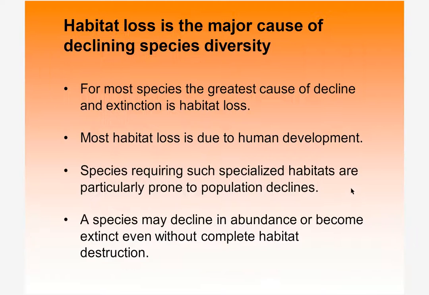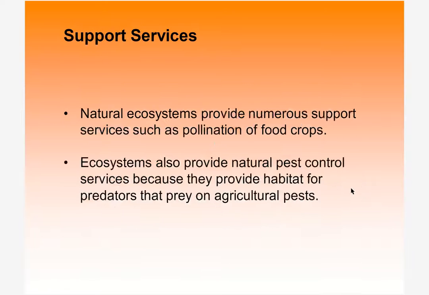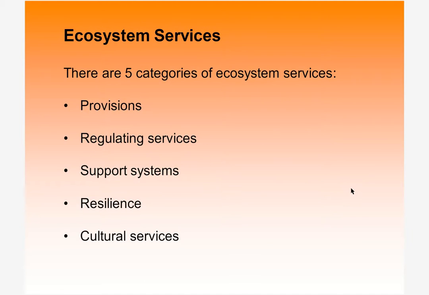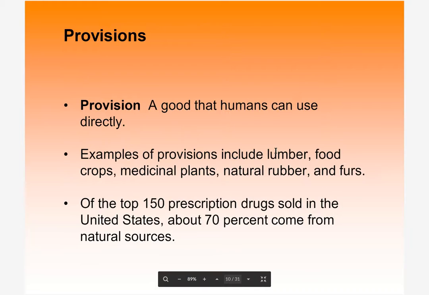Last thing here, and I know I'm jumping around, is the ecosystem services. There was a little bit about that in one of the FRQs. I thought it would be worthwhile to spend 5 minutes talking about it. So you've got provisions, regulating services, support systems, resilience, and cultural services. I'll just hammer through these quickly. An ecosystem provides things for us, right? What? Lumber, food, medicinal plants, rubber as an example, furs, right?